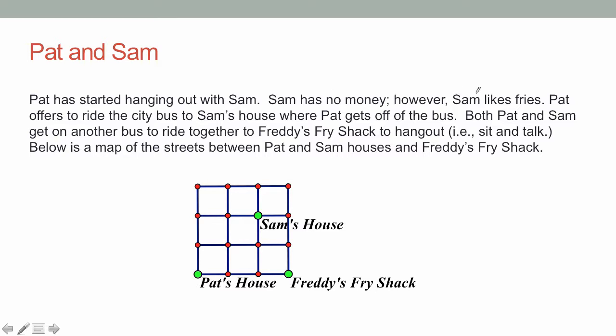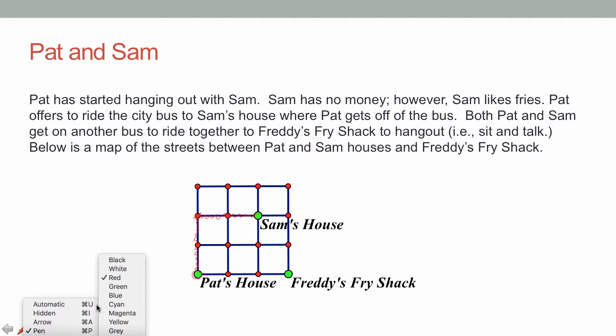However, Sam likes his french fries. So Pat, being the nice guy that he is, offers to ride the city bus to Sam's house. So here's Pat. He's going to take the bus. He gets to Sam's house, where Pat gets off the bus. Both Pat and Sam get on another bus to ride together to Freddy's Fry Shack to hang out.